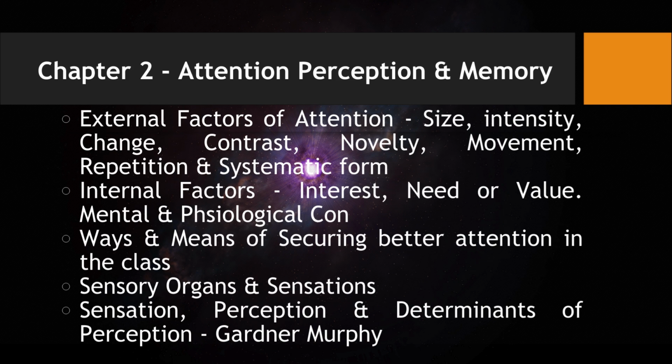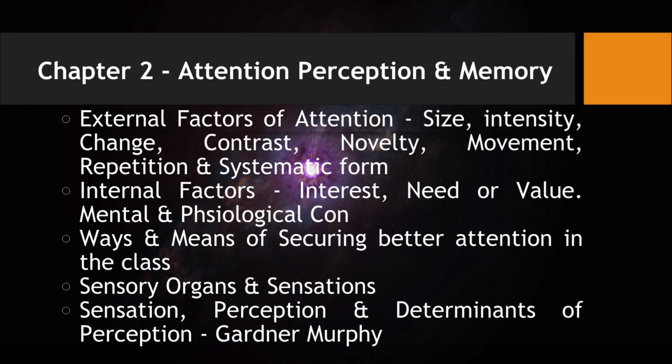Even if a person is not interested in any event or object, certain characteristics of the object or event may compel him to attend to it. Such factors are called object-related or external factors of attention. The first is size. An object of big size arrests our attention immediately.